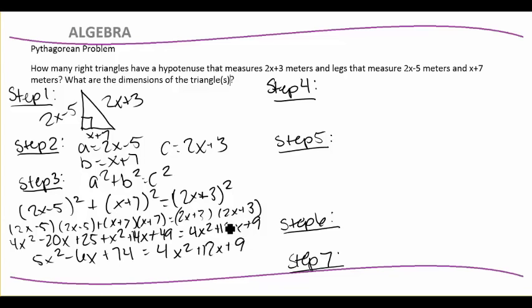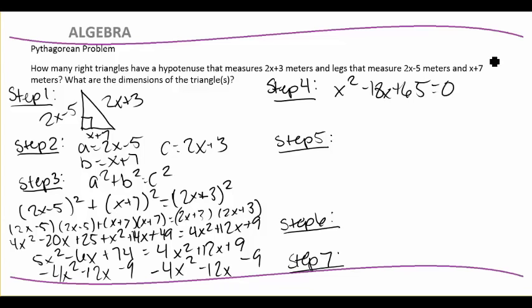In step 4, we want this to be in standard form. So let's go ahead and move over the 4x squared, the 12x, and the 9. And that's going to give us x squared minus 18x plus 65 equals 0. And so for our quadratic formula, we're going to have a equals 1, b equals negative 18, and c equals 65.